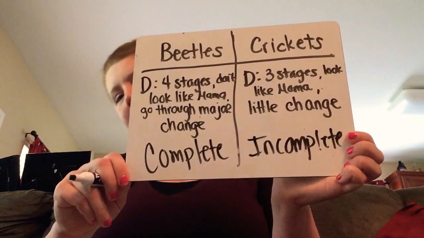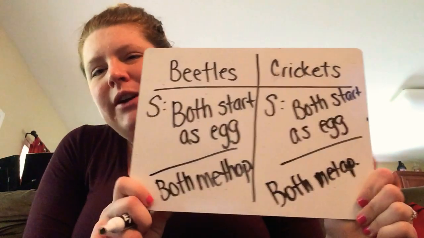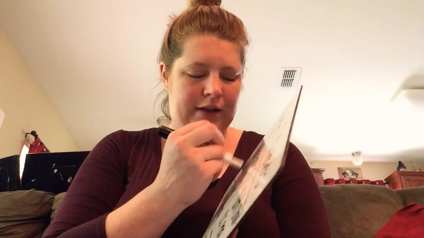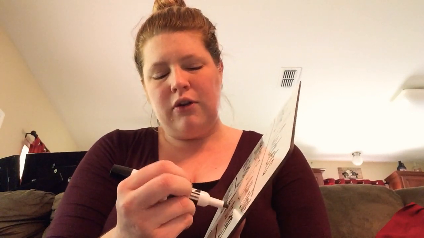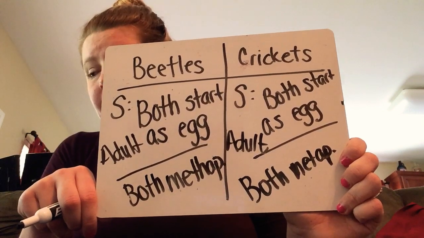So complete for beetle, incomplete for cricket. Bam. And then similarities. Both start with eggs, both have adult stages. We want to add that in there because that's important. And they both go through some form of metamorphosis. So they're both changing.